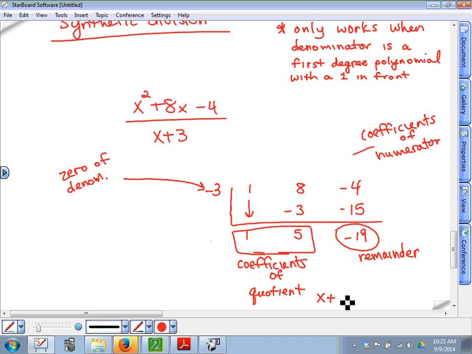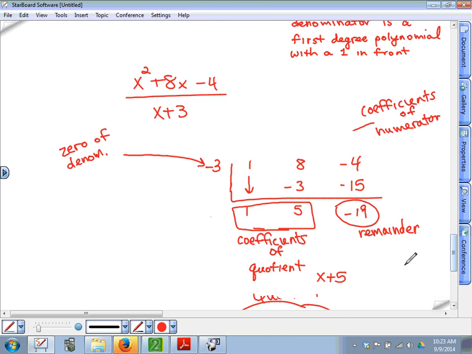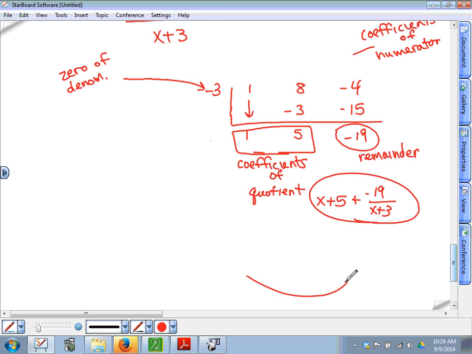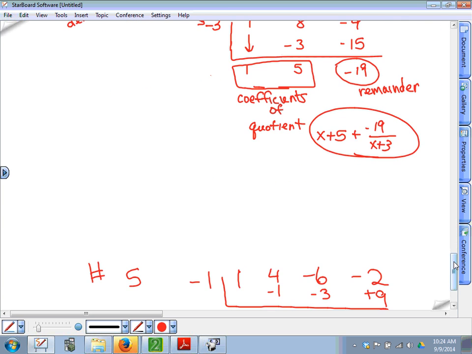The quotient is x plus 5 with what remainder? So plus -19 over the divisor. What were we dividing by? Originally, what were we dividing by? X plus 3. So that's the answer. It's going to take a little bit getting used to, but when it works, it is significantly faster.